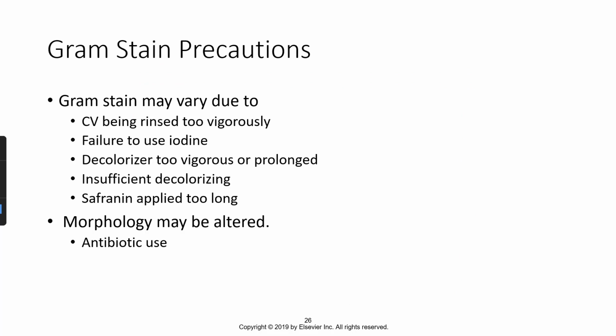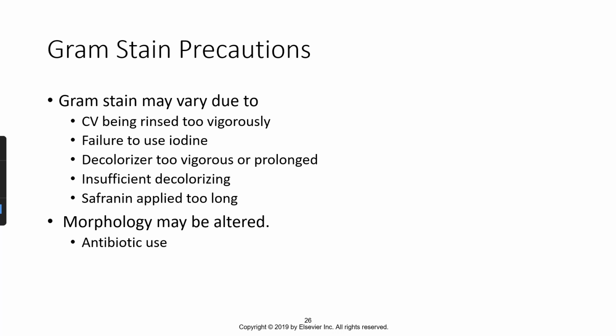The gram stain may vary due to the crystal violet being rinsed too vigorously, so if you rinse off that crystal violet too much after it's been applied, then it could wash away. The failure to use the iodine is a really important step because it makes that crystal violet adhere to the cells a little bit stronger. So if you don't use iodine, everything's going to be washed away and then everything's going to look pink in the end.